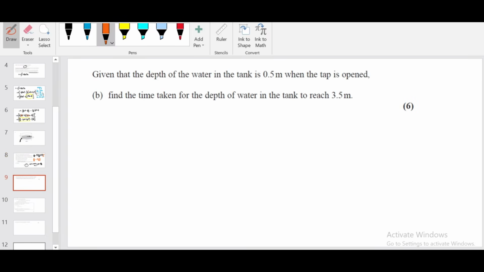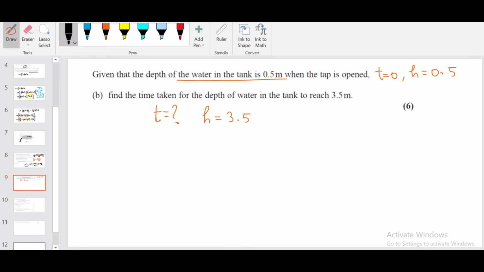Given that the depth of the water in the tank is 0.5 and the tap is open, find the time taken for the depth of the water in the tank to reach 3.5. They want you to find the t when h is 3.5. They are talking about opening the tap at the bottom. So when the tap opens, the time is 0. So you need to take it as time is 0 when h is 0.5. Okay, but first of all you need an equation, in terms of t, connecting t and h, right?